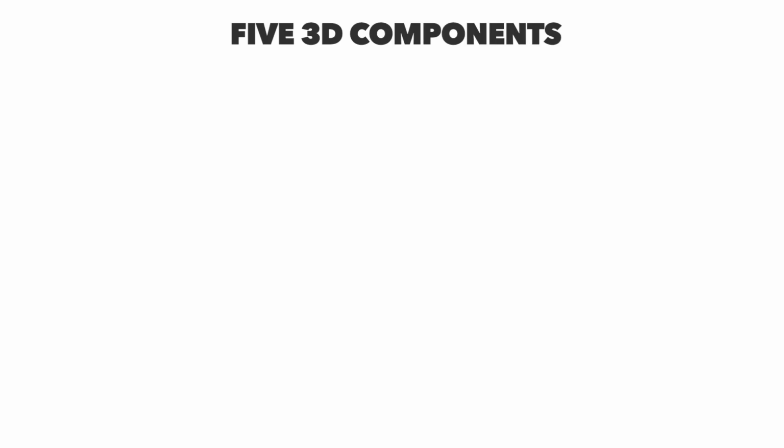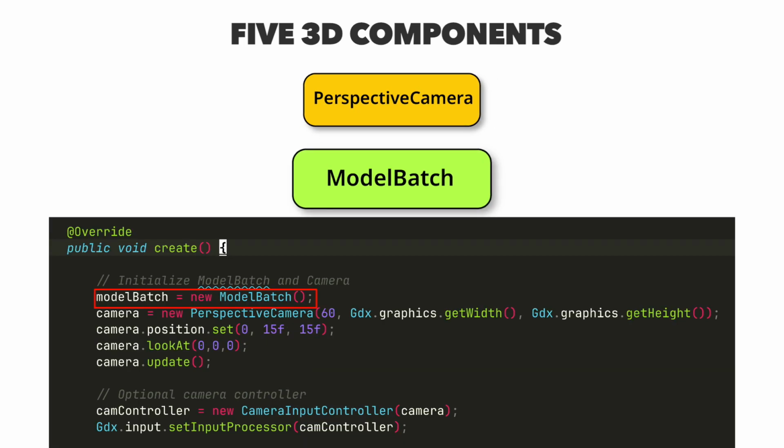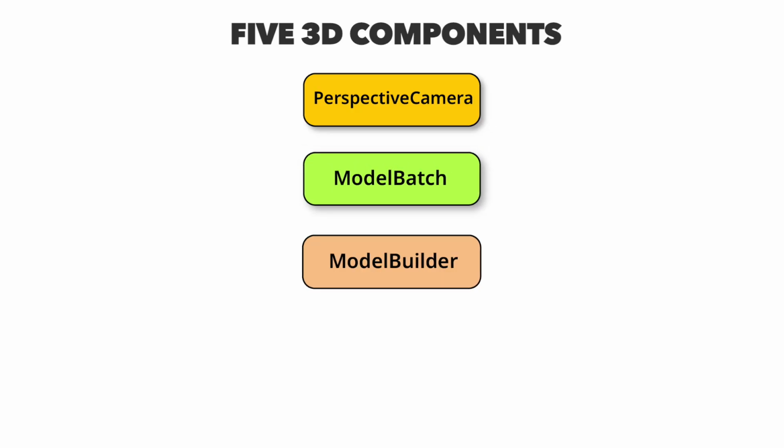So for every 3D scene in libGDX, you're going to need at least these components. A perspective camera to configure a view of the 3D scene with parameters such as field of view or viewport ratios. A model batch, which is the 3D cousin of sprite batch, but for rendering 3D model instances.